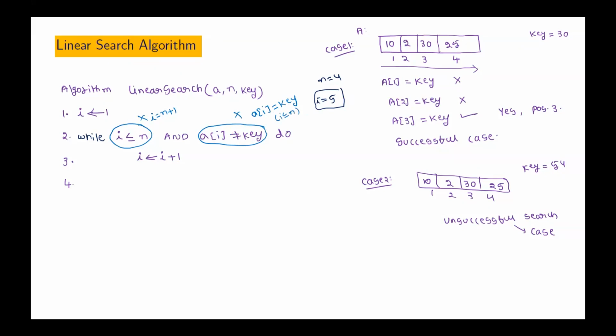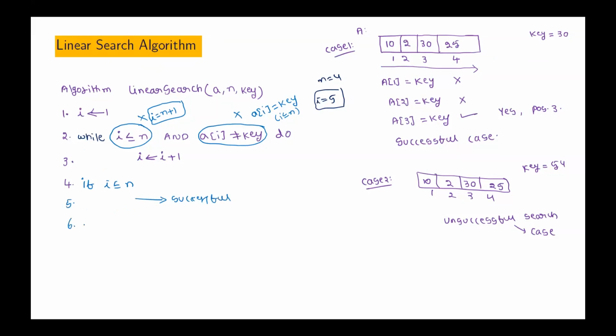Based on that, we have two cases. I less than or equal to n is one case. I equal to n plus 1 is another case. If I equal to n plus 1, is the search successful or unsuccessful? Unsuccessful. If I is less than or equal to n, the search is successful. So after coming out of this while loop, we can write a simple condition: if I is less than or equal to n, then this is the successful case.